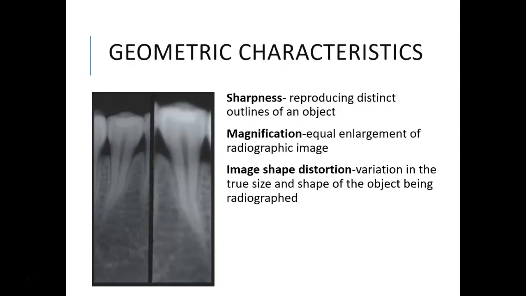All right, geometric characteristics. The three geometric characteristics that we're going to talk about: sharpness, that's reproducing a distinct outline of an object; magnification, equal enlargement of the radiographic image; and image shape distortion, variation in the true size and shape of the object being radiographed.